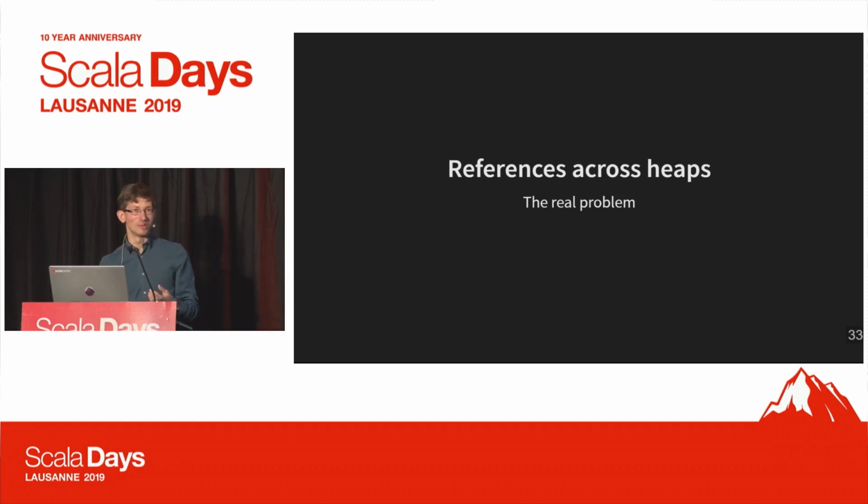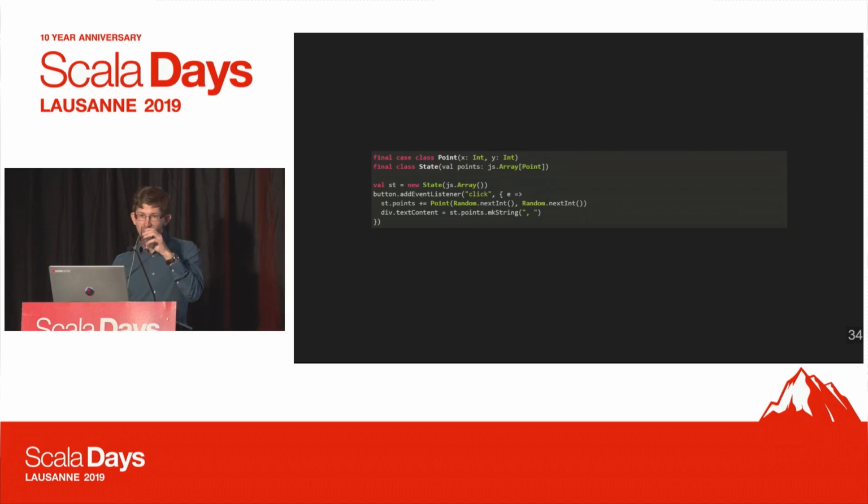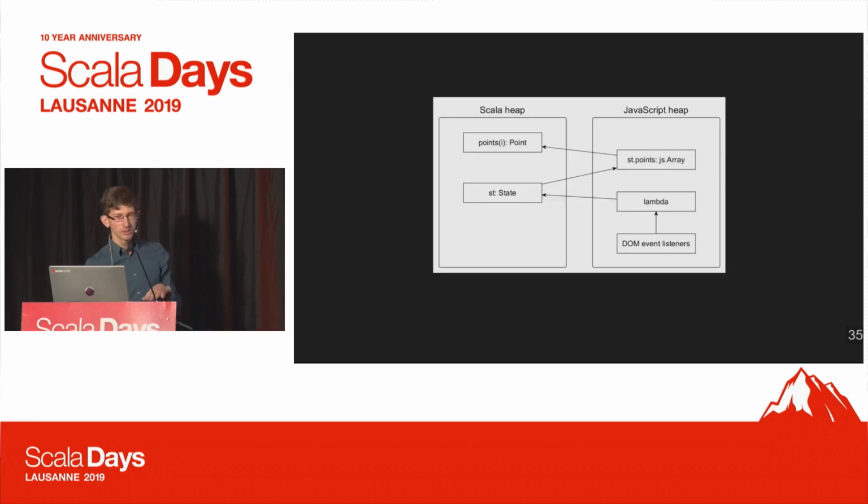But here's a real problem. References across heaps. Because remember I told you that any refs, you can put them on the stack and on a separate heap. But you cannot put them inside the linear memory. So I told you we were going to come back to this example. And here is a schematic version of the references across the two heaps that we need here.